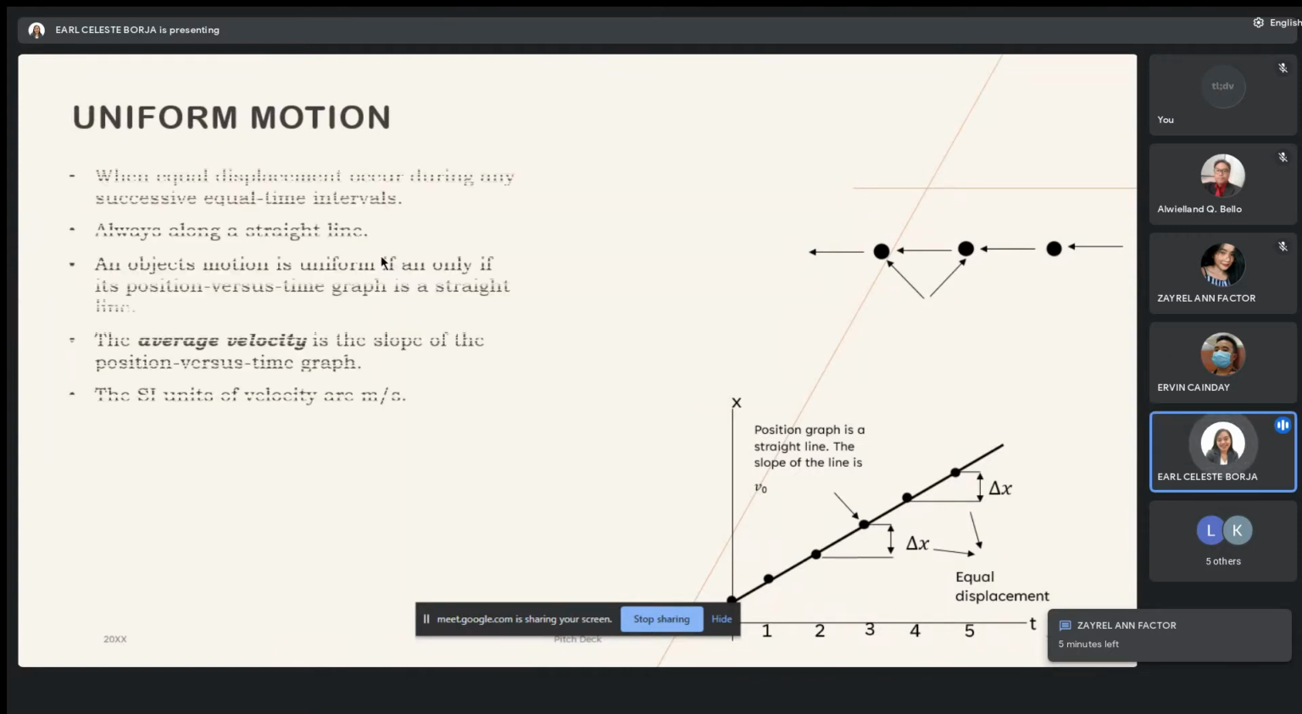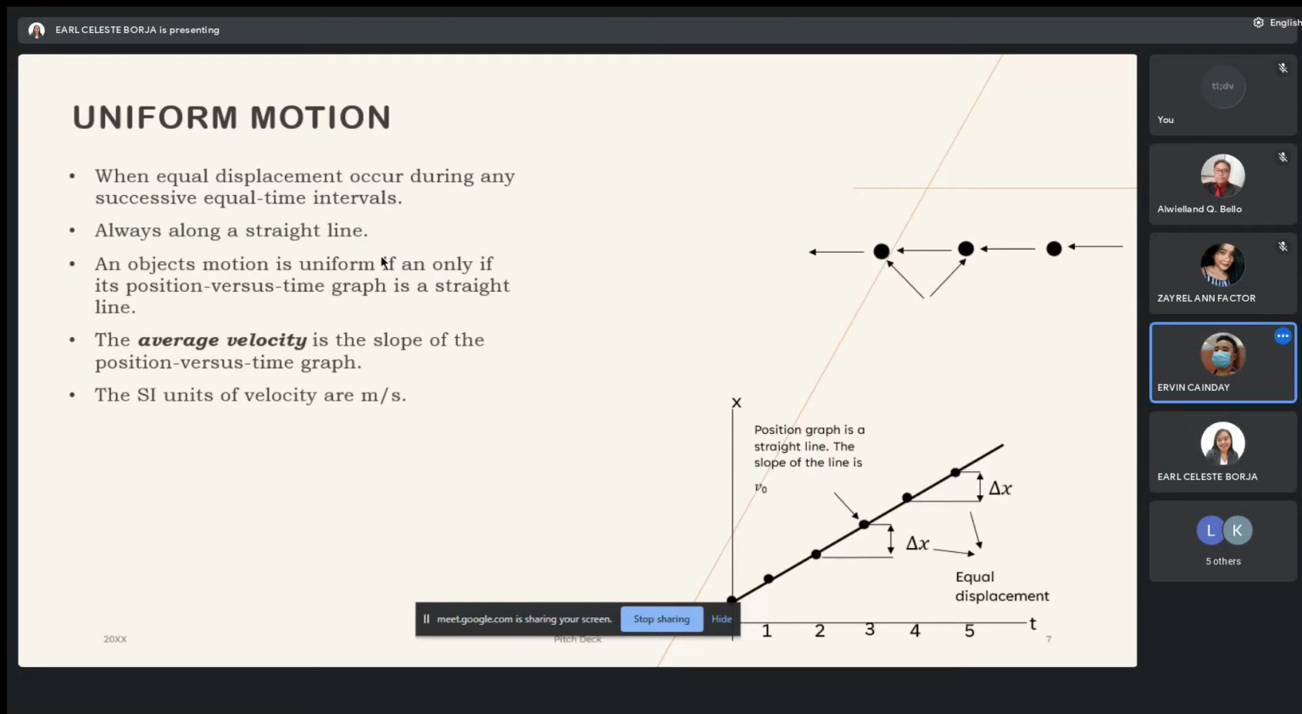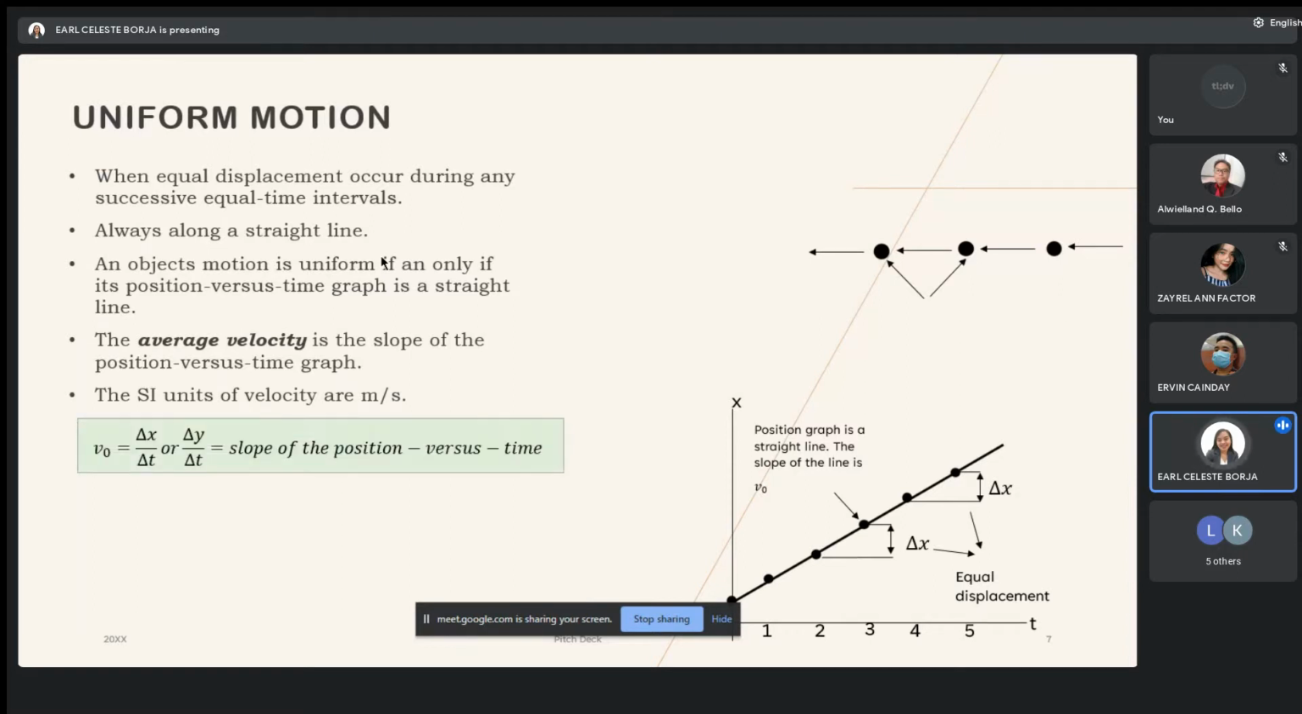Okay. Uniform motion, when equal displacements occur during any successive equal time intervals, is always along a straight line, as you can see. An object's motion is uniform if and only if its position versus time graph is a straight line. The average velocity is the slope of the position versus time graph. The SI unit of velocity is meters per second.